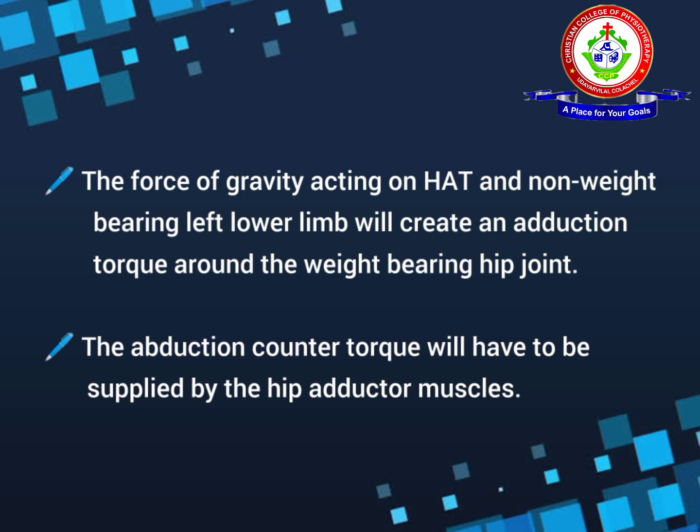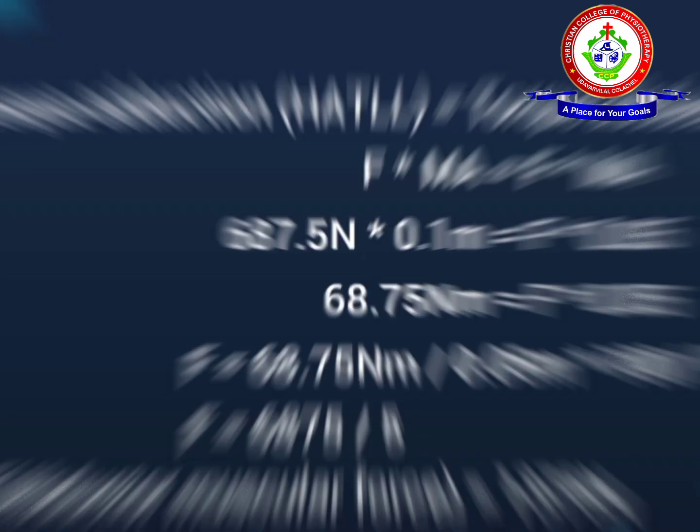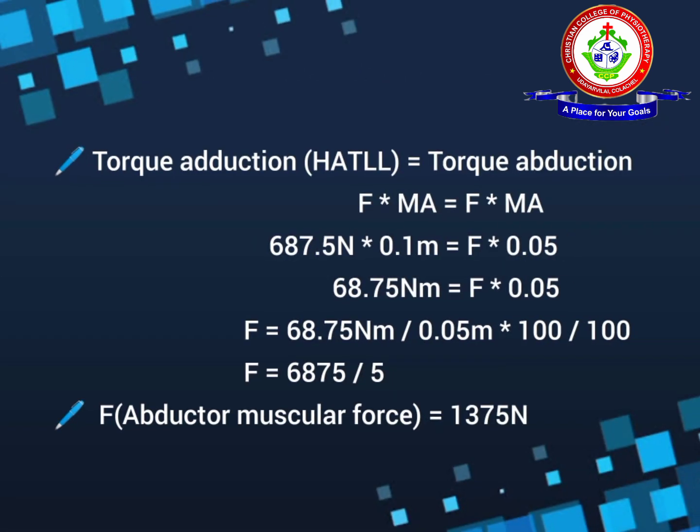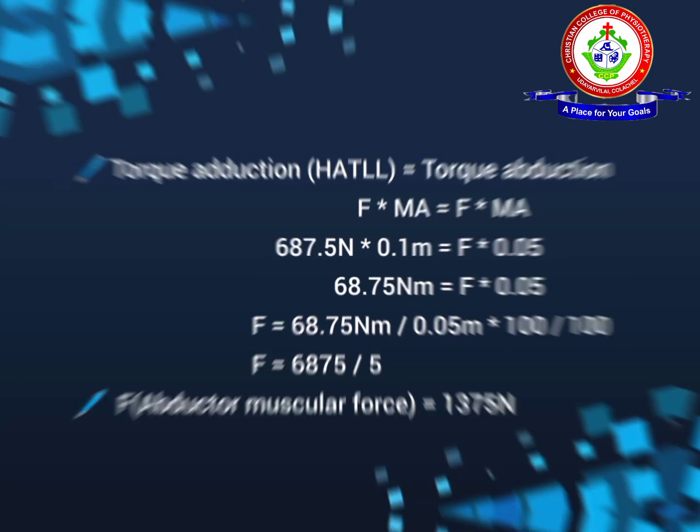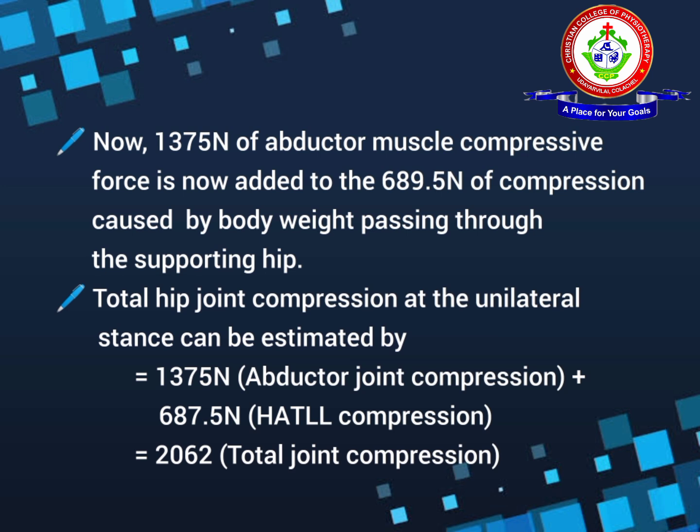The force of gravity acting on head and non-weight bearing left leg will create an adduction torque around the weight bearing hip joint. The abduction counter torque will have to be supplied by the hip abductor muscles. We know that torque adduction is equal to torque abduction. By calculating, we can get abductor muscular force is equal to 1375 Newton. Now, this 1375 Newton of abductor muscle compressive force is added to the 687.5 Newton of compression caused by body weight passing through the supporting hip.